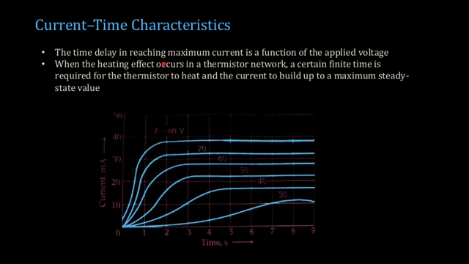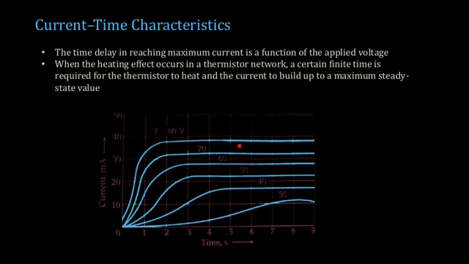Now you have another curve which shows the relation between current and time. Initially you can see that there is a time delay for current to reach its maximum value. Here each different curve indicates a different voltage being applied across this thermistor, and you can see that the current increases to the maximum value slowly. There is a time delay for the current to increase to the maximum value. That is because once you increase the applied voltage, the current will be increasing slowly, and with time you can see that current increases slowly, reaches a maximum value, and then it remains steady.